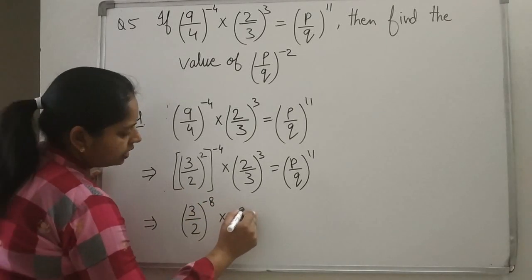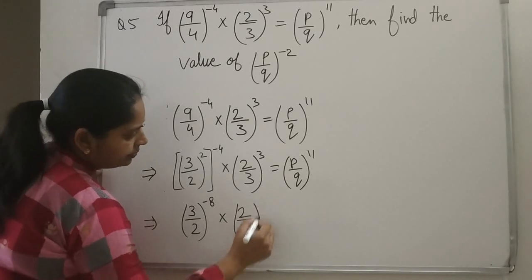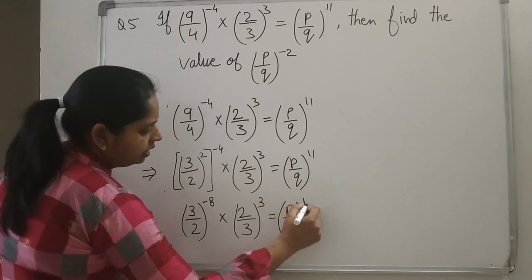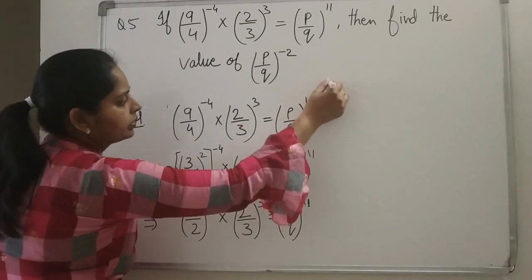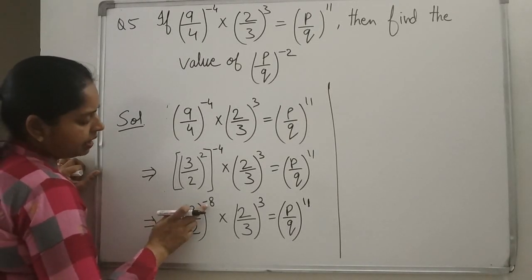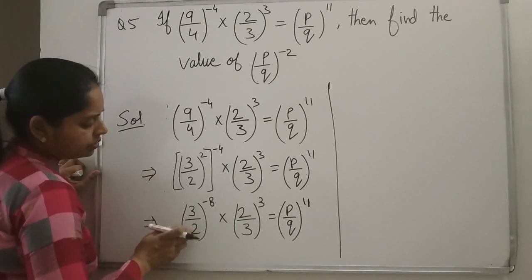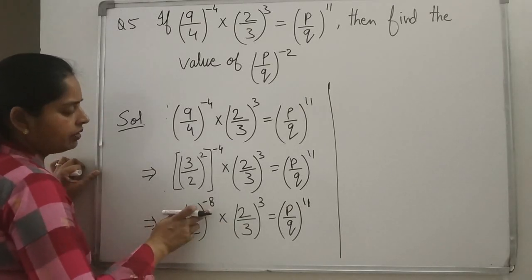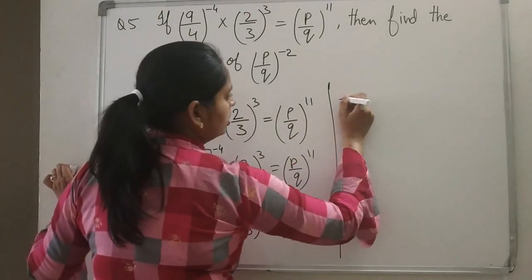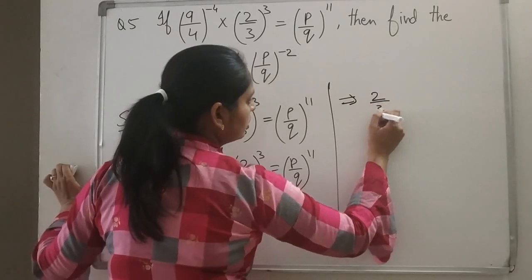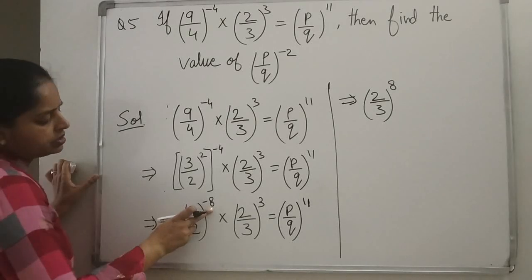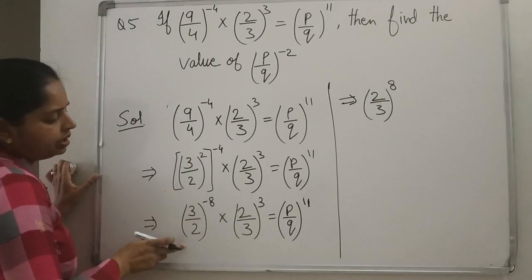Okay. I know you all are smart kids. Multiplied by (2 by 3) to the power 3 equal to (P upon Q) to the power 11. Right? Now see, this power is negative and the bases are also not the same, so we can take the reciprocal of this number to make the power positive. So your answer will be (2 by 3) to the power 8. We had made the power positive by taking the reciprocal of the number inside.